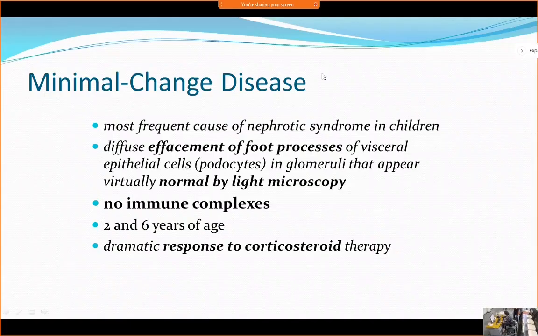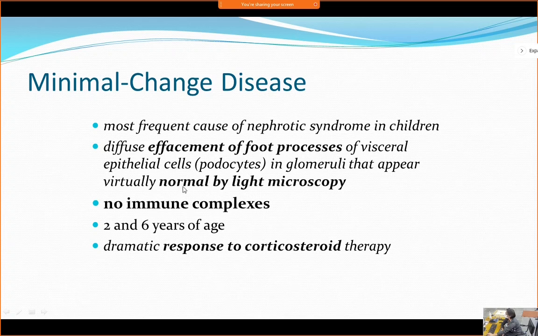So let's continue. So minimal change disease. The most important thing when you get an analytical question like that is what is the diagnosis? Nephrotic syndrome. What's the most likely cause? Minimal change disease. And then what are the features of minimal change disease? This is something which is extremely important for you to remember, is that on light microscopy there is absolutely no abnormality. And also there are no immune complexes.